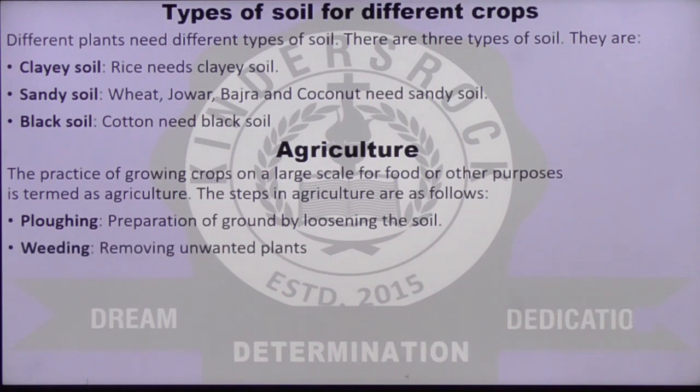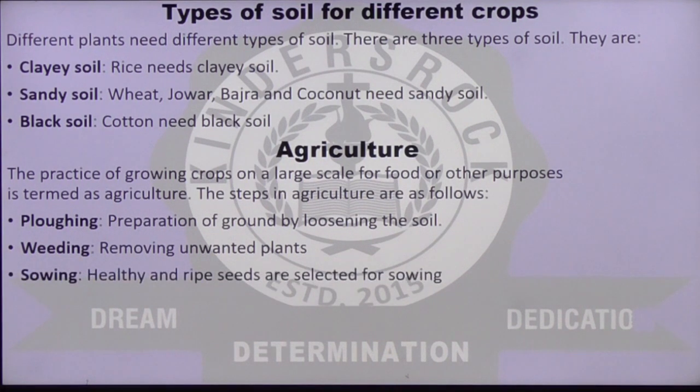Weeding, this means removing unwanted plants. जो भी बेकार के पौधे उसमें लगे हुए हैं उसे हम निकाल देते हैं, उसे weeding कहते हैं. Sowing, healthy and ripe seeds are selected for sowing. बहुत ही अच्छे किस्म के और अच्छे नस्ल के बीज हमने लेकर उसे बो देते हैं.